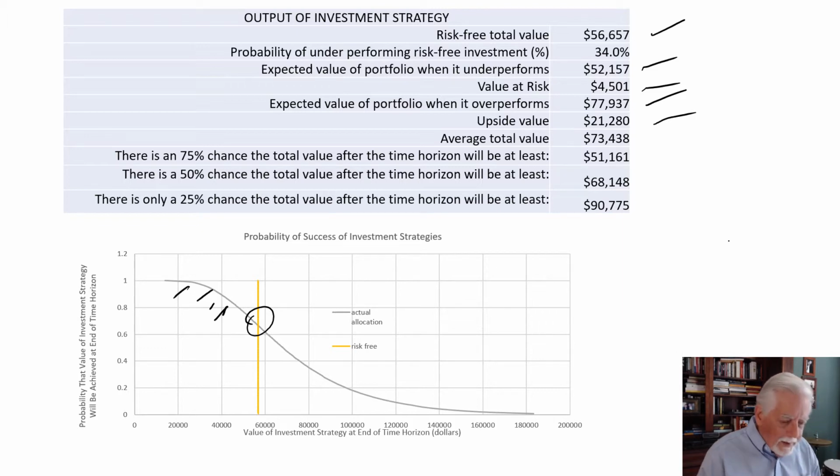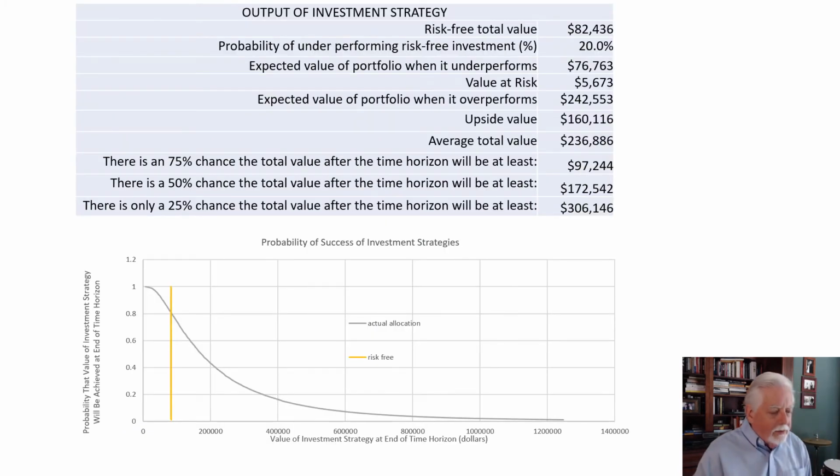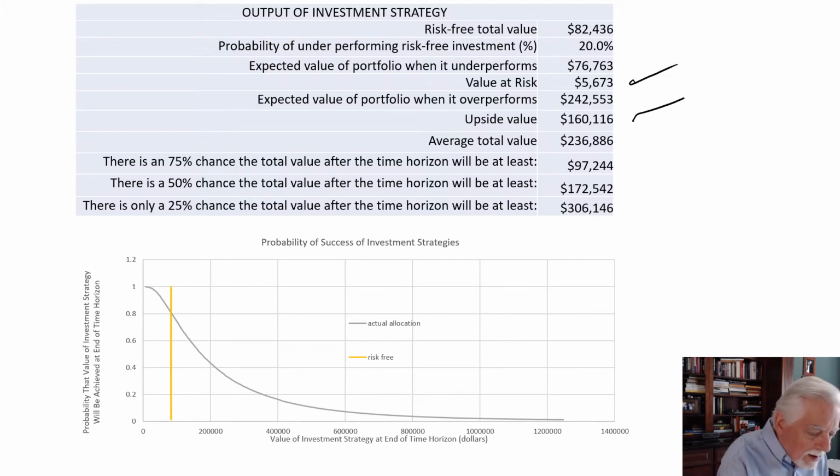Now, we're talking about this idea of the equity puzzle. It'll be interesting to see just what happens with a long-term investment. So let's just take everything the same, but go to 20 years instead of 5 years. Now, what you can see is that the risk-free would have grown to $82,000. We still have about $5,600 at risk, but the upside now is $160,000. So there's an 80% chance that we can exceed the risk-free by $160,000. There's a 20% chance that we will underperform the risk-free by $5,600.